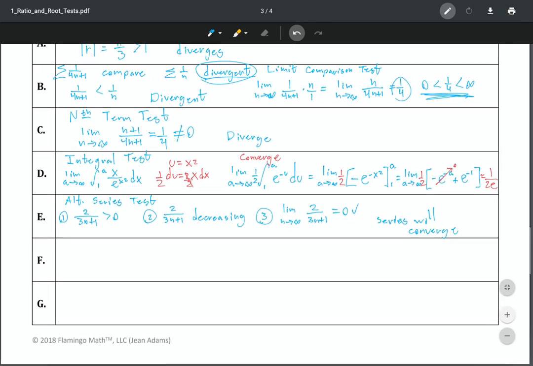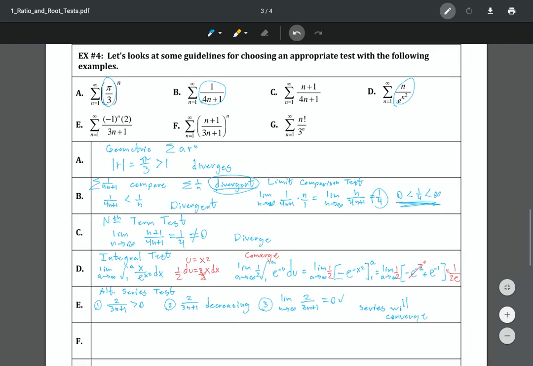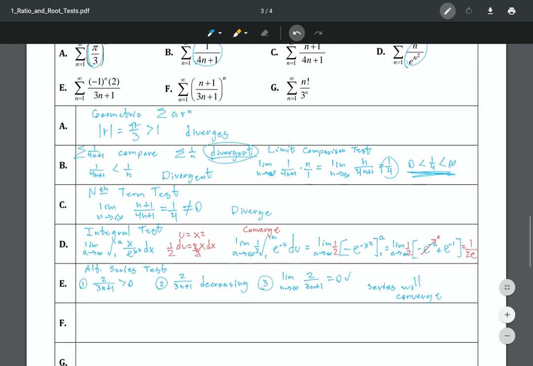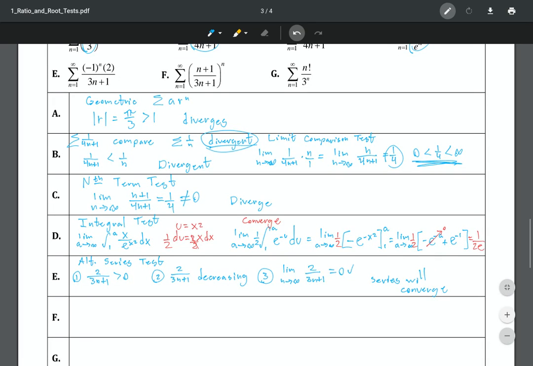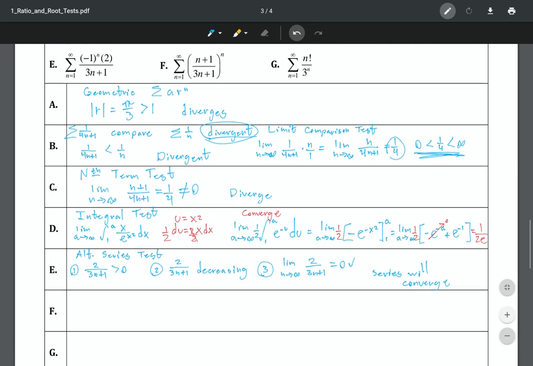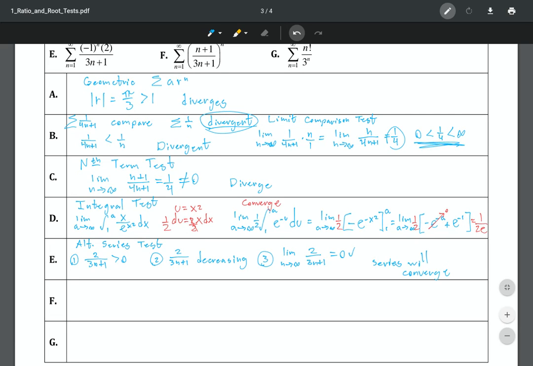All right, let's see. What's F? F is that. Okay, so that one should be a little bit more familiar because I literally just covered it. On that one, I'm going to use the root test. How do I know that? Well, because it's being raised to the nth power, and I know if I use that root test, that gets rid of the n, okay?